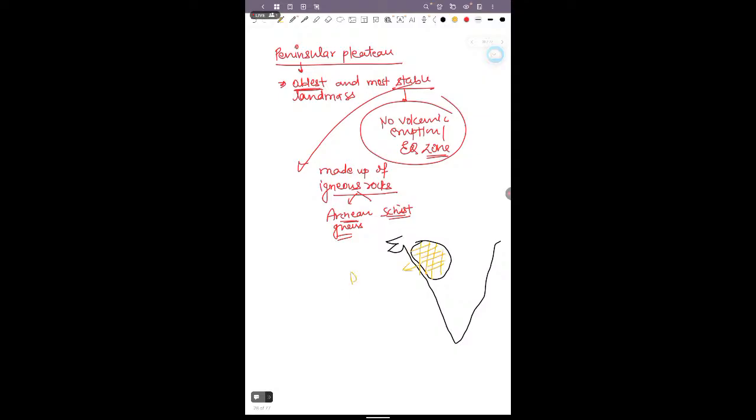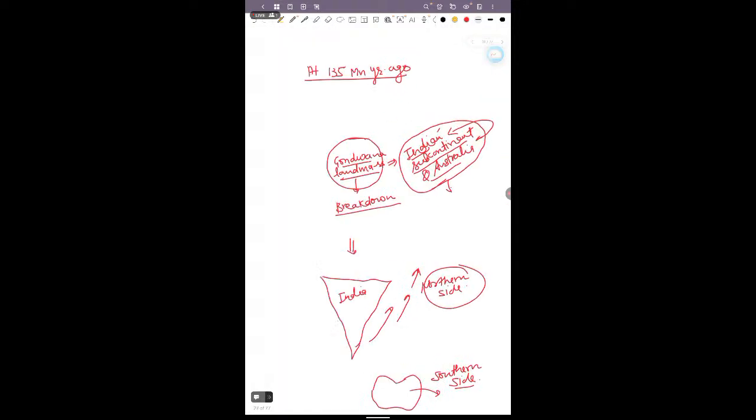Deccan Trap, what is it? When the Indian landmass was moving towards the northern hemisphere, around 130 to 135 million years ago, at that time, in the northwestern part of the Indian landmass, at the region of the Reunion hotspot, which was present at the east of the African continent.